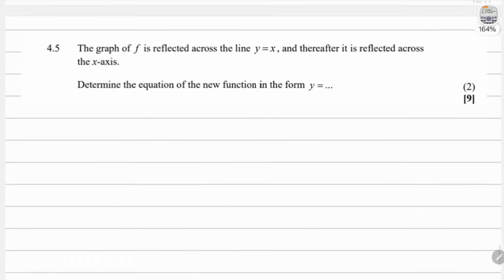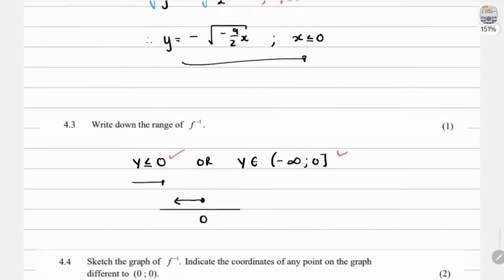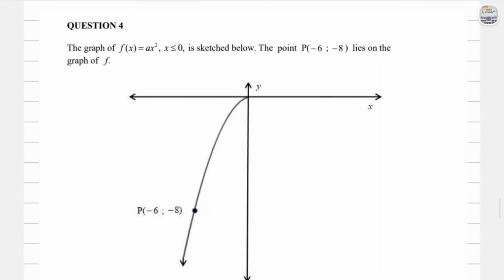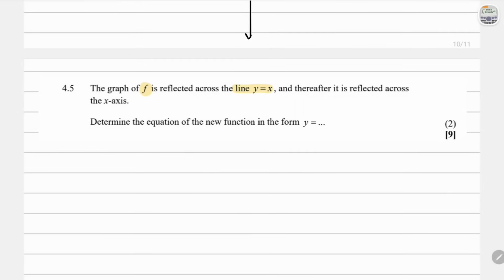Question 4.5 says the graph of f is reflected across the line y is equal to x. We already have this graph, okay? The graph of f was the original parabola, this one. And if it's reflected across the line y equals x, that is the inverse. Okay, that reflection will be the inverse of that. That line y equals x, okay, when it's reflected across this line, that's your inverse, which we just drew. So that is this graph. And they're saying that, and thereafter, it is reflected across the x-axis. And we need to determine the equation of the new function in the form of y is equal to.